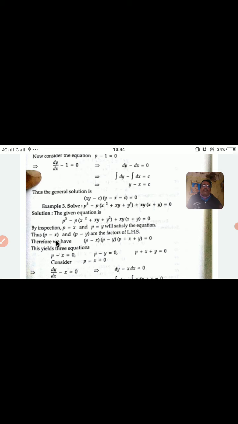Okay, so therefore, taking this x here, we get a factor corresponding to this value, that is p minus x. Similarly, corresponding to this solution, we have a factor, that is p minus y. So these two factors we get. So therefore the solution is p minus x into p minus y into p plus x plus y is equal to 0.